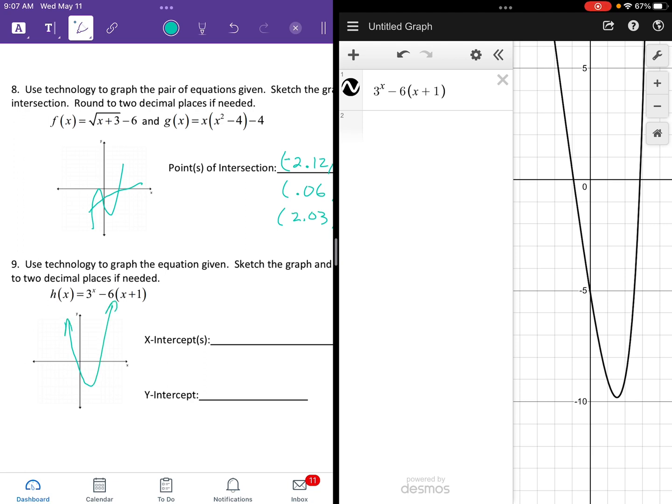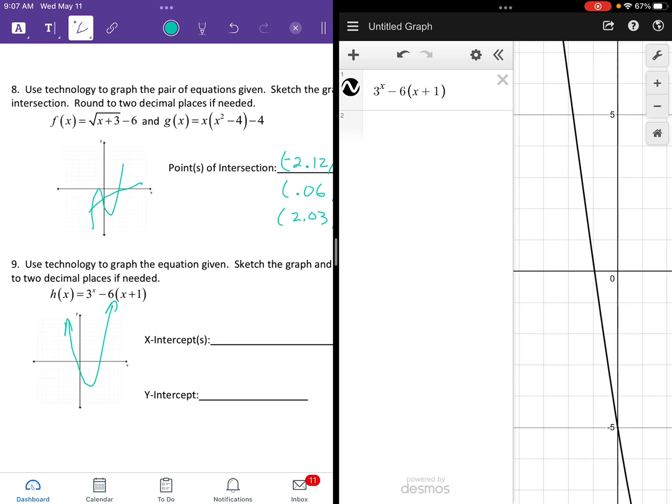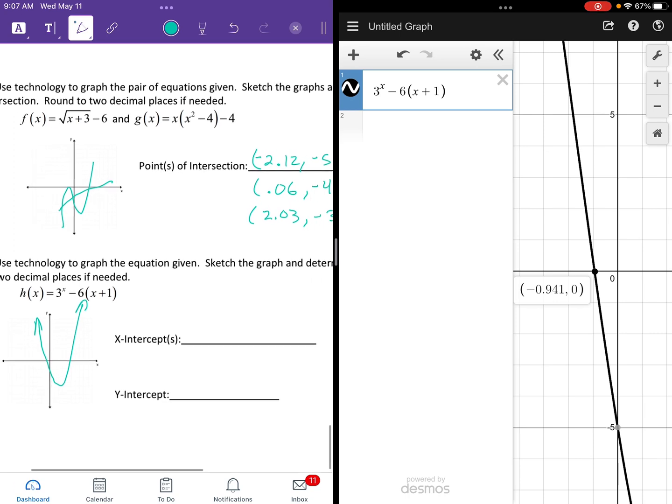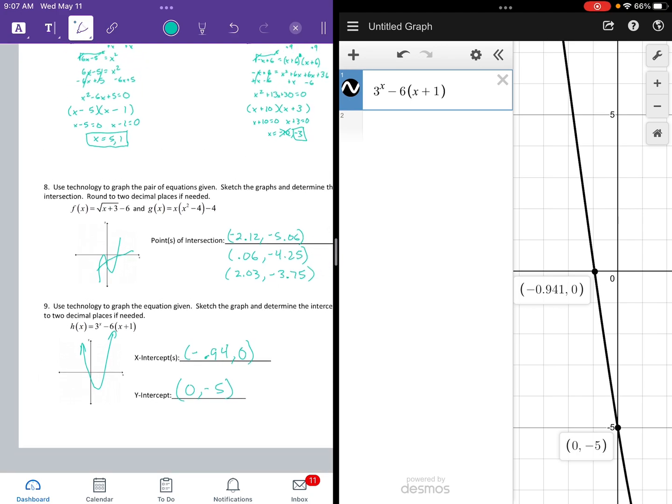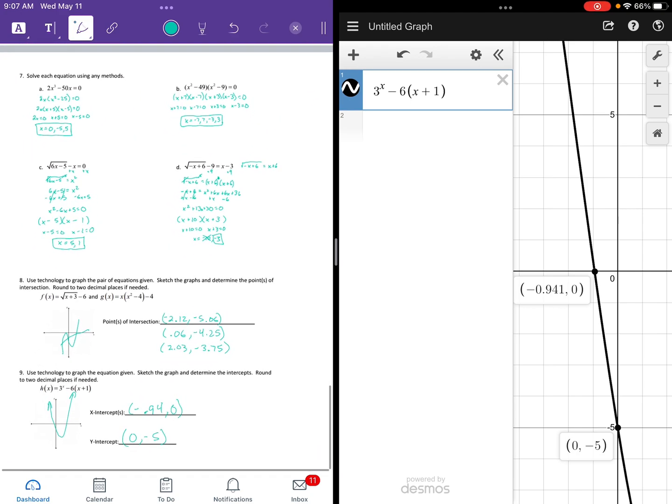And we're going to find two things, the x-intercept and the y-intercept. So let's find the x-intercept first. That's where the graph crosses the x-axis, which is that point right there. So we have negative 0.94, comma, 0. And we want the y-intercept, which is down here, which is 0, comma, negative 5. There we go. And that is our review sheet.